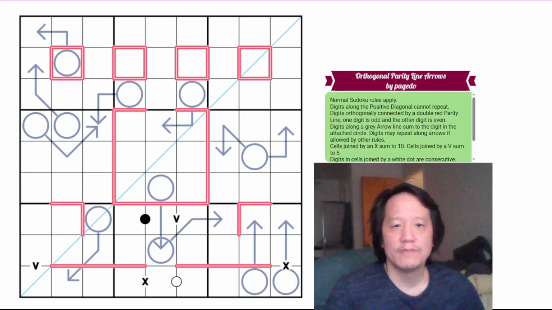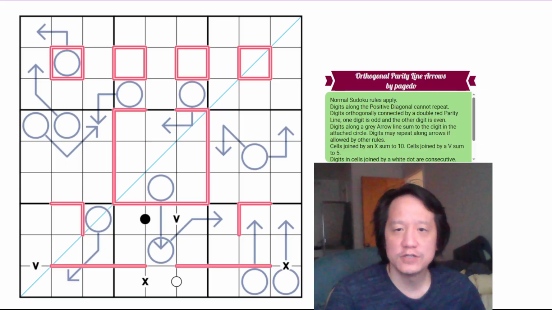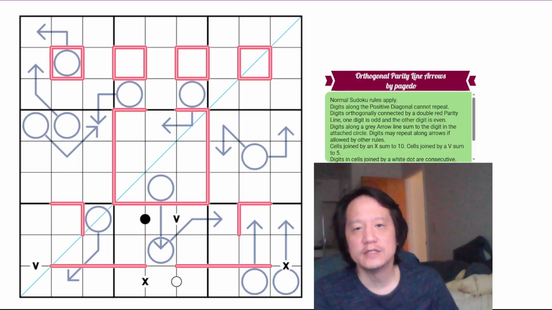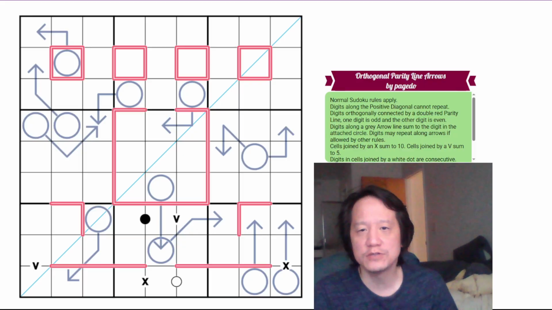Hello everyone, I'm Frank and welcome to Learn How to Sudoku, where we take a very easy variant Sudoku puzzle and we break it down in detail so that you can learn how to Sudoku. Today's very easy puzzle is called Orthogonal Parity Line Arrows by PageDo. And here are the rules.